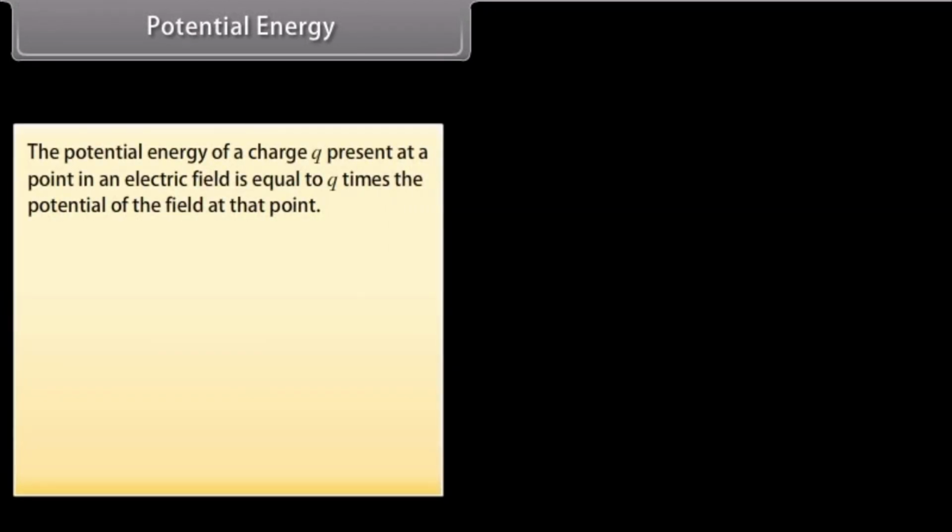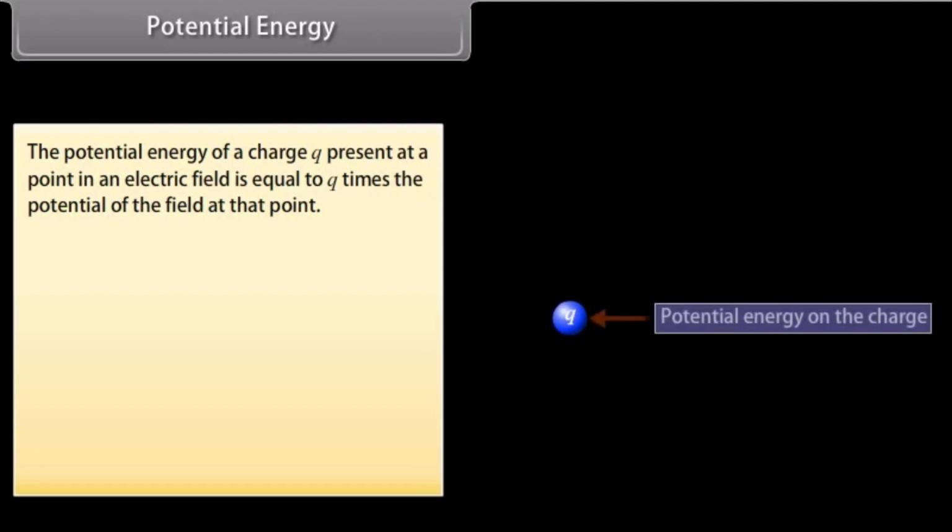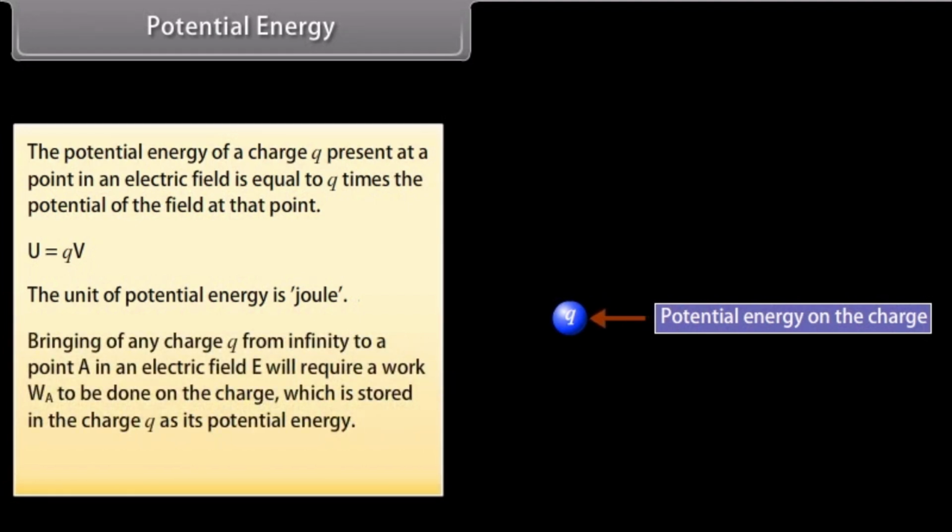Potential energy. The potential energy of a charge Q present at a point in an electric field is equal to Q times the potential of the field at that point. U is equal to QV. The unit of potential energy is joule. Bringing any charge Q from infinity to a point A in an electric field E will require a work W A to be done on the charge, which is stored in the charge Q as its potential energy. U A is equal to Q V A.